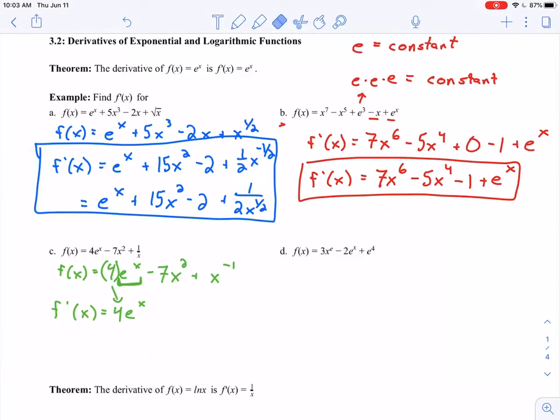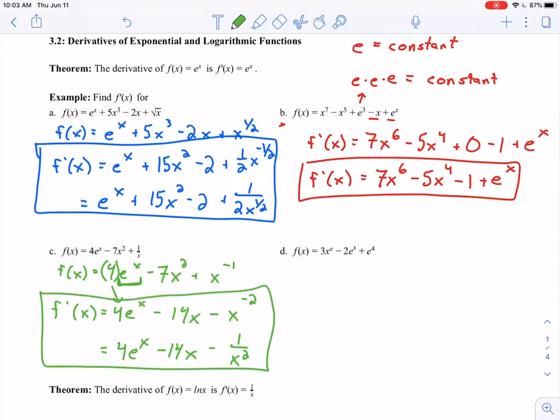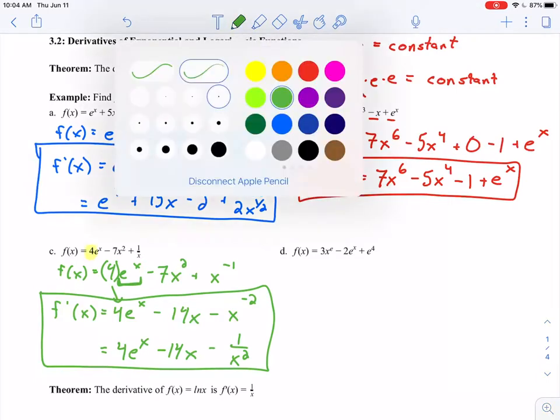So I have 4e to the x as the derivative of my first term, minus 14x to the first power, minus 1x raised to the negative 2 power if I use my power rule. You could leave your answer like this, or if you like positive exponents, we could say 4e to the x minus 14x minus 1 all over x squared. Either one of these would be perfectly acceptable as a solution. So again, just be careful with that constant multiple. Remember, that's 4 times e to the x, not 4 plus e to the x.